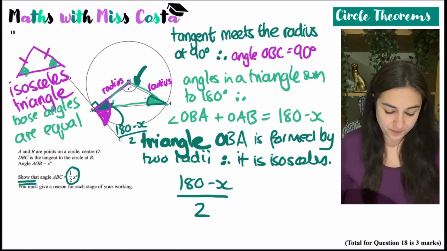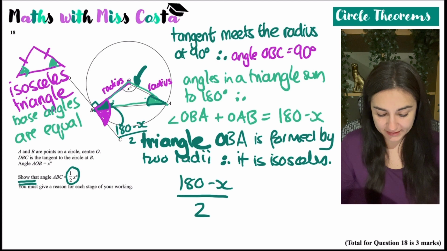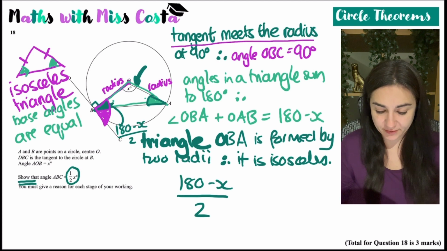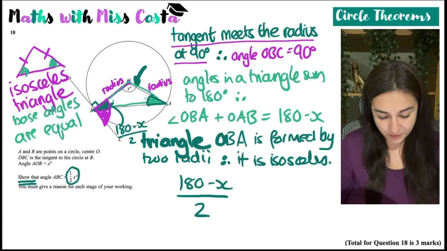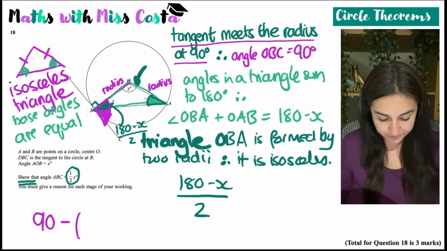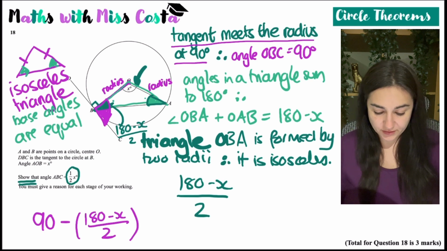So this part. I know that the full angle is 90 degrees because the tangent meets the radius at 90 degrees. So to work out what this part of this 90 degree angle is, I'd have to do 90 take away (180 take x) over 2. Now you can do this however you like.